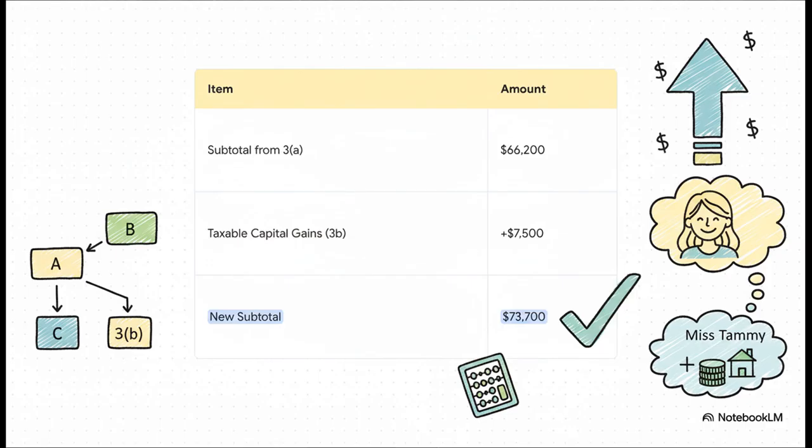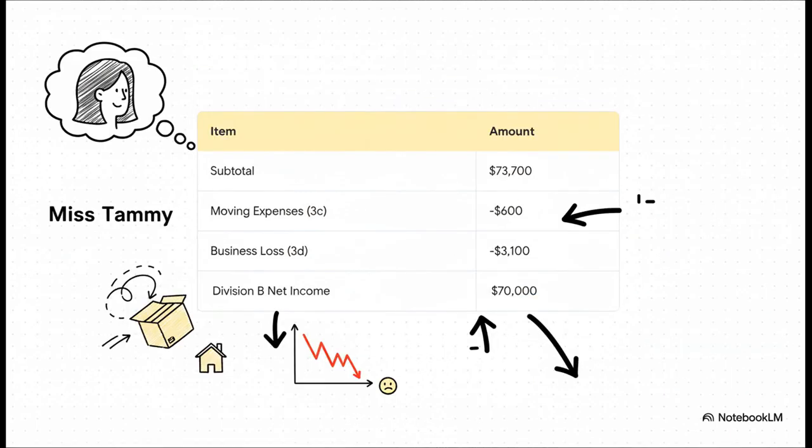Remember our tree and fruit analogy? This year, Ms. Tammy sold some investments and had a total capital gain of $15,000. But only half of that, or $7,500, is considered taxable. So we add that $7,500 to our subtotal, which brings us to $73,700. We're not done with Division B just yet.